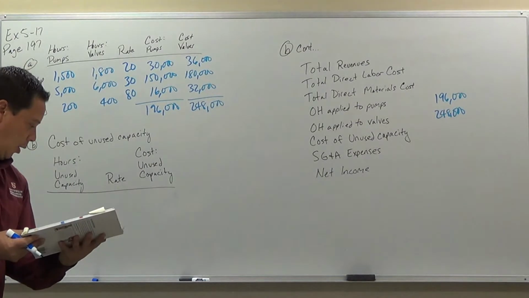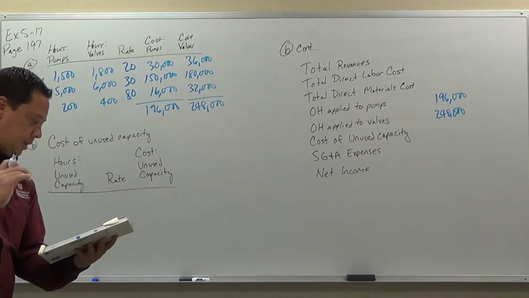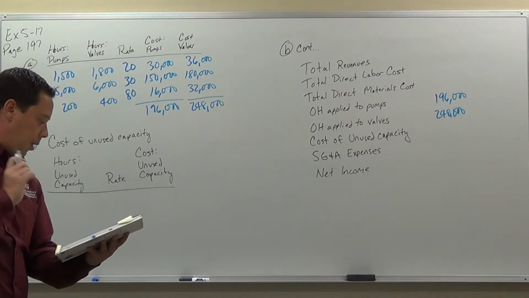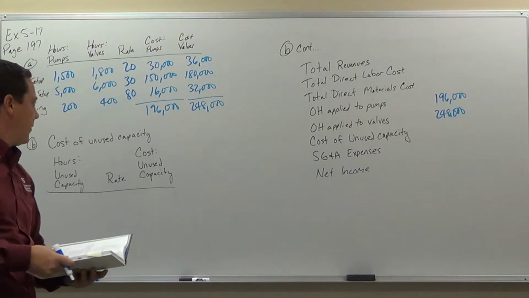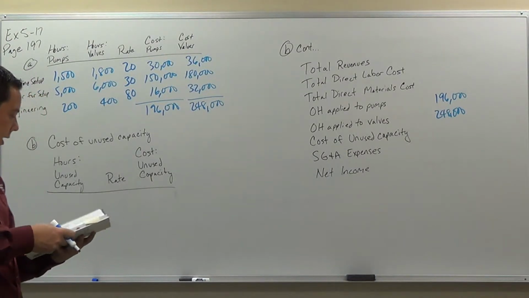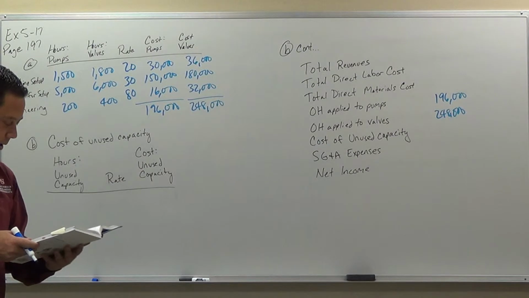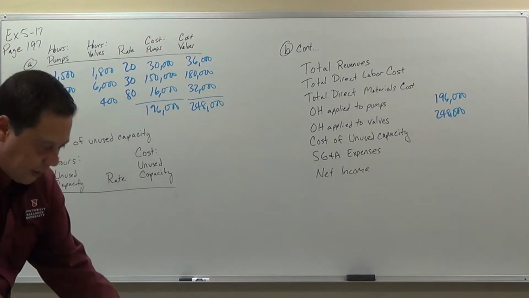What is the company's net income, assuming this company sells the entire amount of the products it produces? So we're assuming that they sell everything, and we're going to figure out what our net income is. One of the first things we want to do is figure out the capacity.